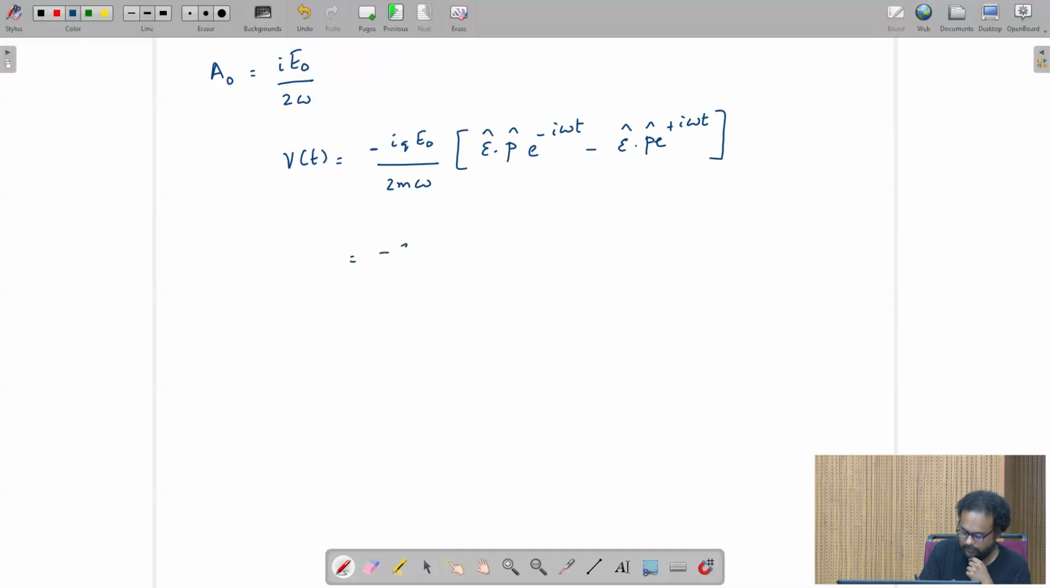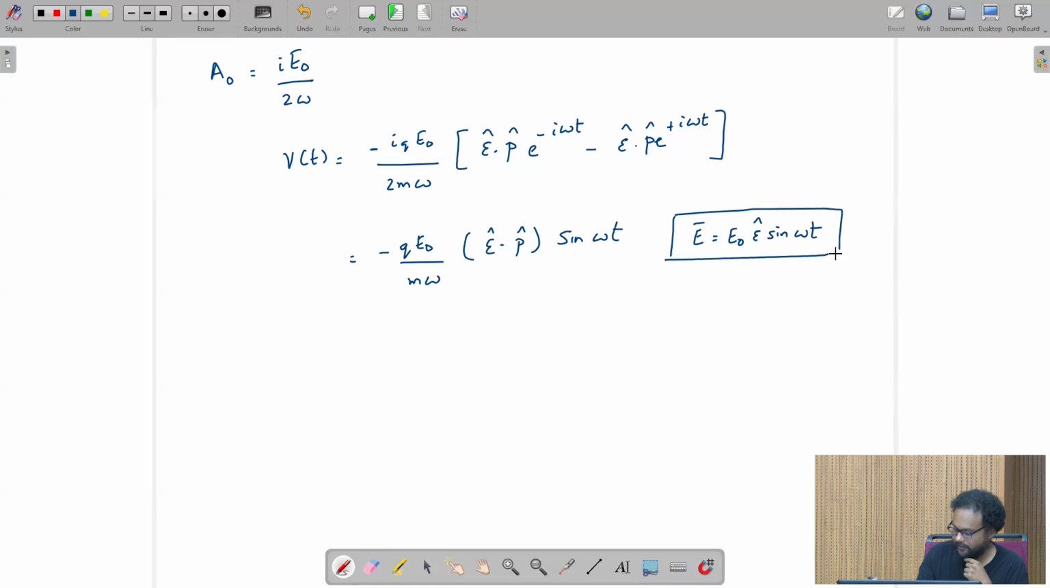Now simplify this: minus q E naught over m omega, E dot p, times sine omega t. And given that my electric field is E naught sine omega t, or at least we assume a sinusoidal electromagnetic field, I can now reduce this even further as simply E dot p.